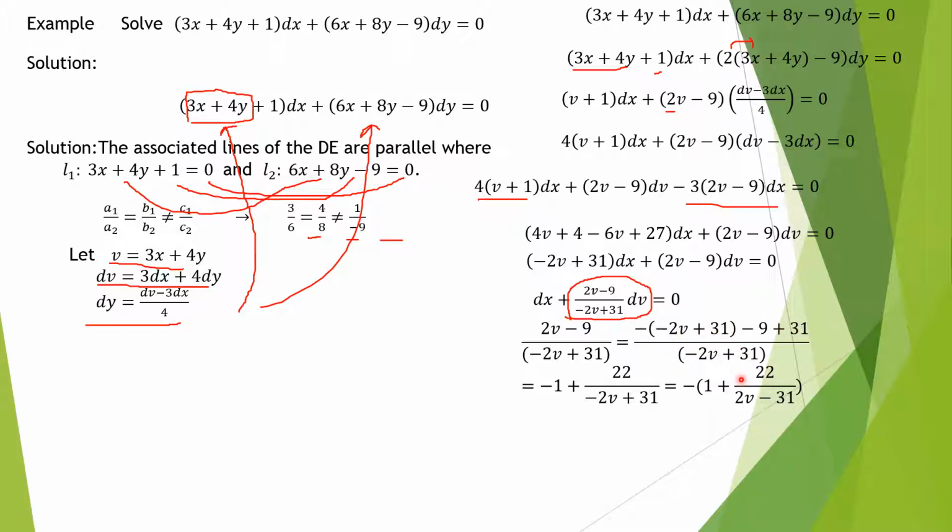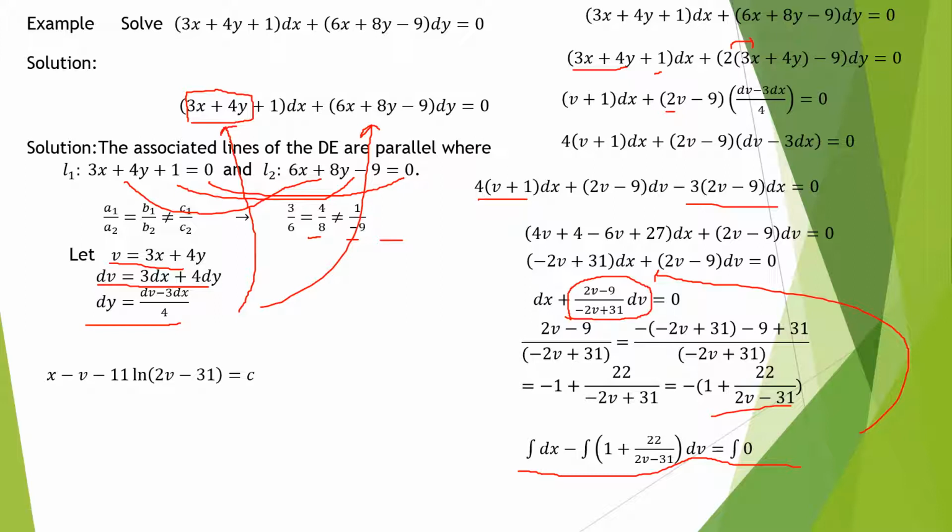If you divide, you have negative 1, and then 22 over (-2v + 31). Factoring negative 1, that is 1 plus 22 over (2v - 31). So this is already integrable. The next step is to plug it into this equation. What remains is this differential equation, and then we can integrate. The integral is of course what?